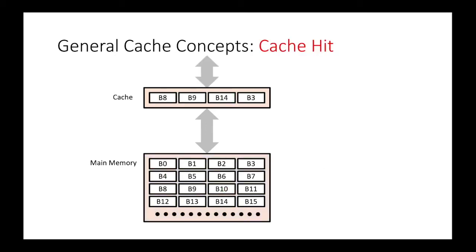Let's talk about cache hit. When the cache has the item that the CPU requests, it immediately returns it to the CPU without looking in the lower memory hierarchy, and it is called a cache hit. In this example, the CPU requests data in block 14 and the cache has block 14, so it's a cache hit and we don't have to access slow main memory.